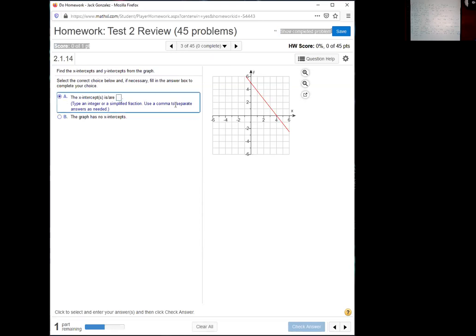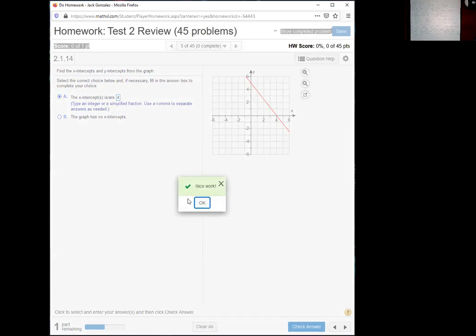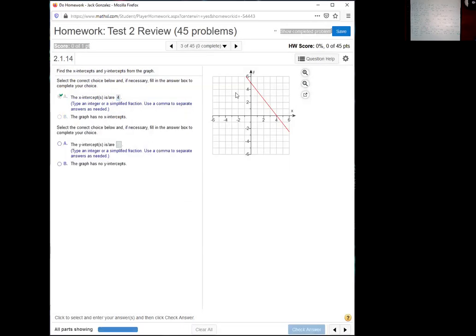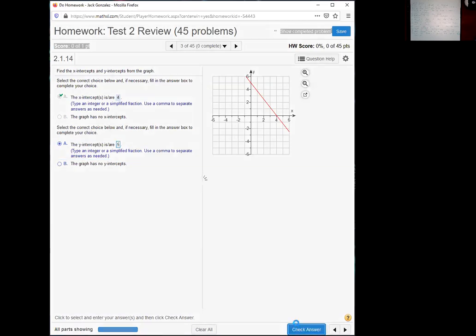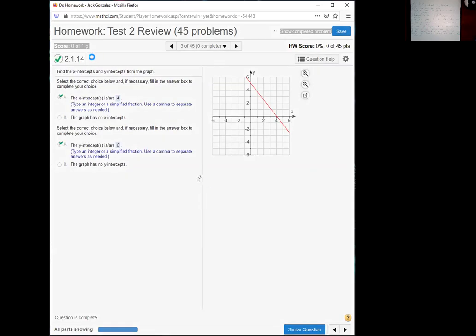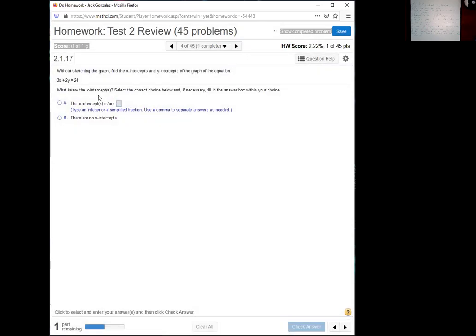If they want it written as a point, you put (4, 0), right? But they didn't say put it in as a point, so I'm going to use just the x value, 4. Hope it doesn't get mad at me. All right, cool. Y-intercept, well, that's right there, 5. It didn't say point, so 5. I don't think we need to spend too much time on that type of stuff.